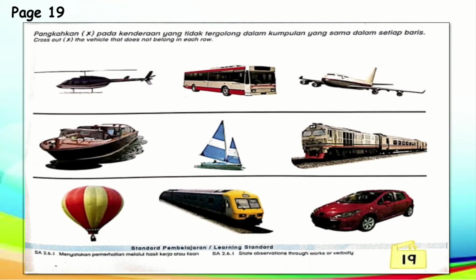Yes, the bus. So now let's cross out the bus. The bus does not belong to the row because helicopter and aeroplane move in the air, but the bus moves on land. So can you do the next two rows by yourself, students?